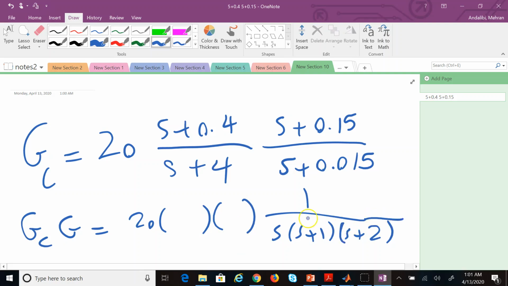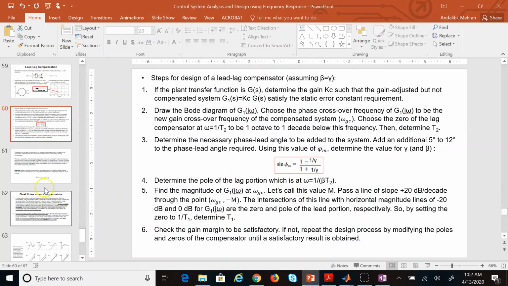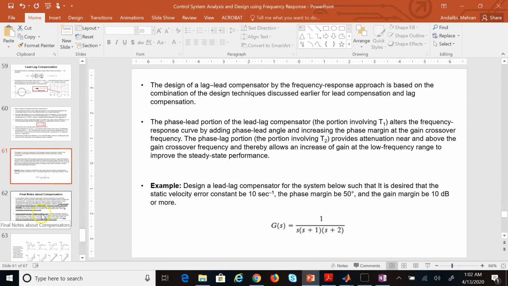Draw the Bode plot for it and tell me whether it satisfies the gain and the phase margin of 50 degrees and 10 decibel or not. If it does, then life is good. Otherwise, we have to shift around these zeros and poles a little bit so that it satisfies it. But that's the overall procedure for a lead lag compensator.